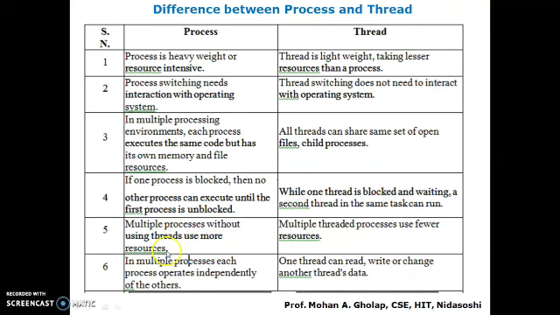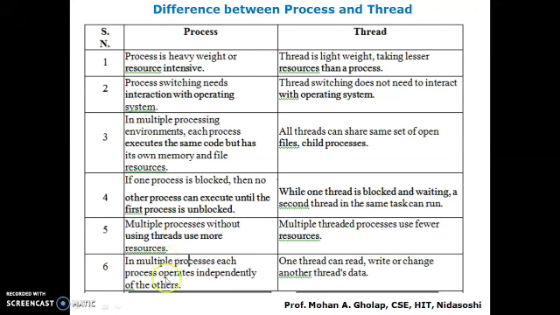The fifth difference is that multiple processes without using threads use more resources, and multiple threaded processes use fewer resources. Because when we have multiple threads, resource sharing will take place. It is not possible when we have multiple processes. The last difference: with multiple processes, each process operates independently of the others, but in threads, one thread can read, write, or change another thread's data.